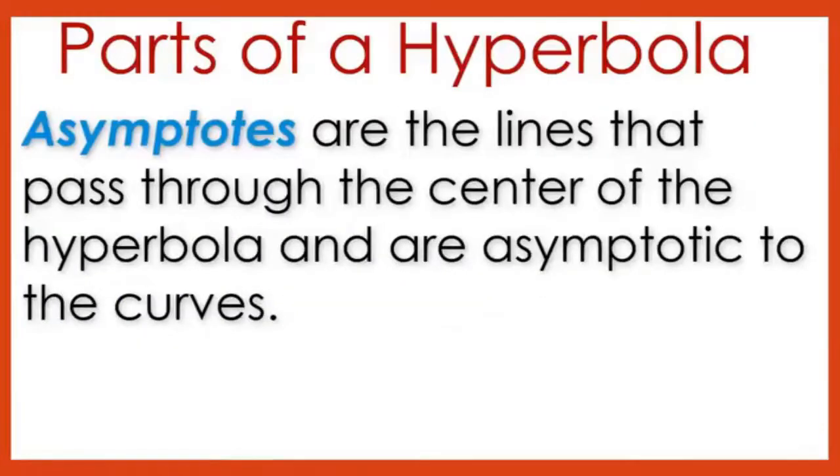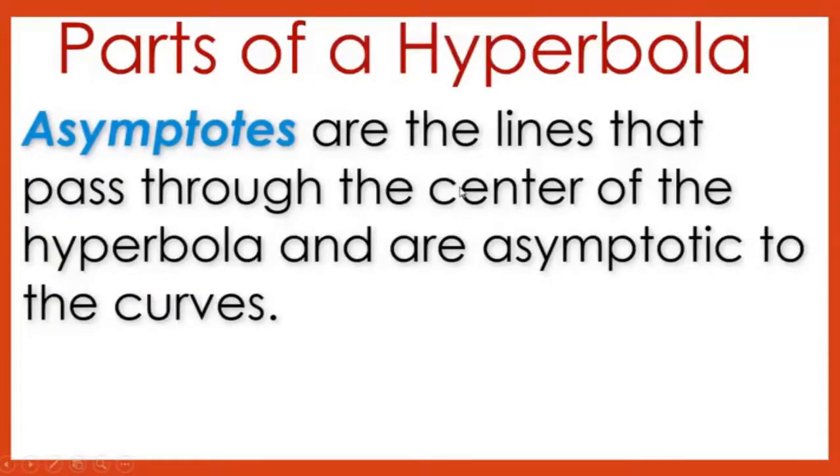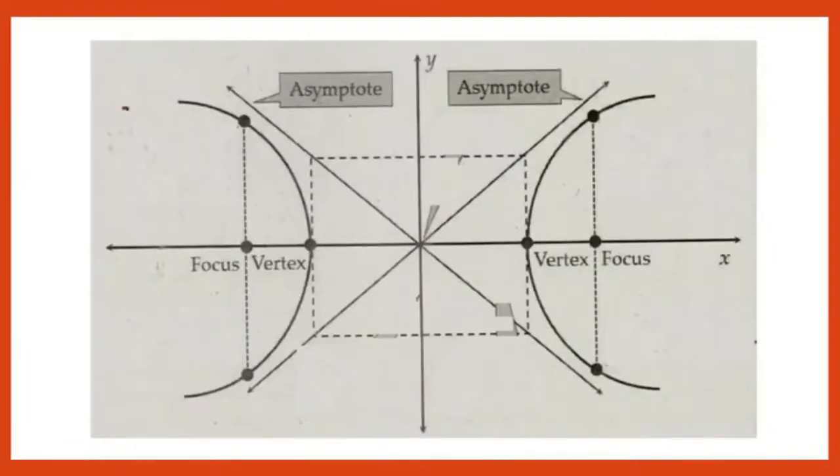We have the last, the asymptotes, are the lines that pass through the center of the hyperbola and are asymptotic to the curves. Okay? Napakita ko na, na-illustrate ko na kung ano yung asymptote kanina. Hindi ko lang nabanggit is this asymptotes is a line. At the same time, asymptotic siya dun sa ating curve.